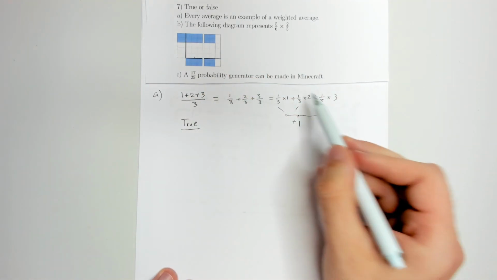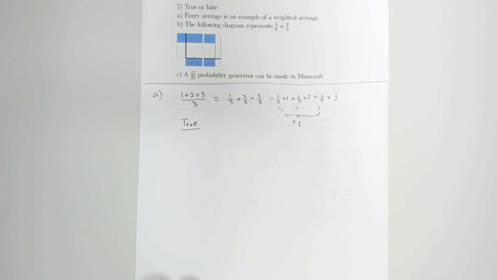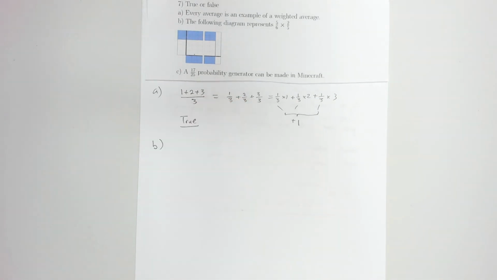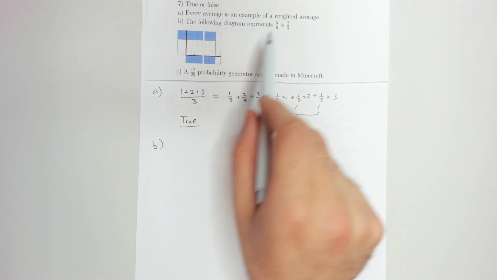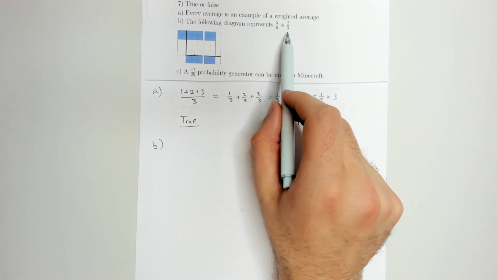Every average can be split up in this way and written more clearly as a weighted average. And if you want some more practice with that, that came from episode 45 of the series. All right, part B says the following diagram represents 5/6 times 2/5.